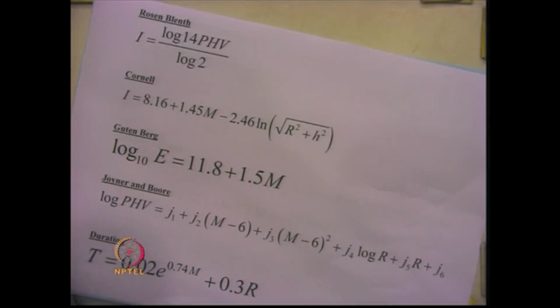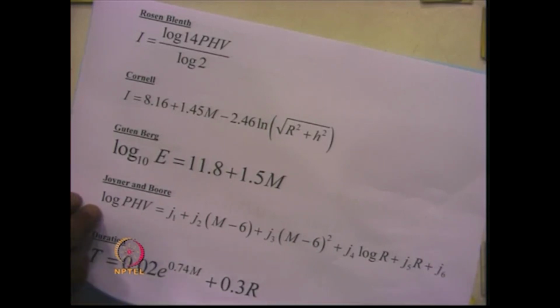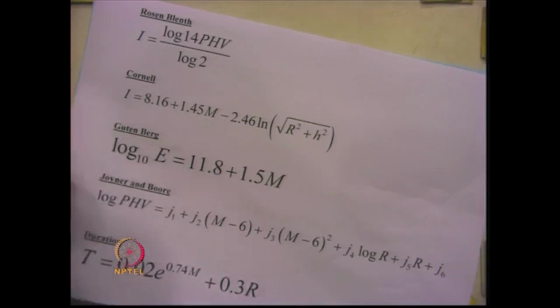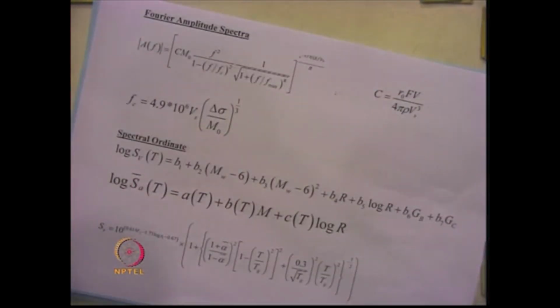Duration of earthquake also has been attempted for prediction. The duration of earthquake T which people observed could be related to the magnitude of earthquake and the epicentral distance, and this is an exponential function of magnitude. So, with the help of this, the duration of earthquake can be predicted for a particular region if enough data is not available about the duration of earthquake.